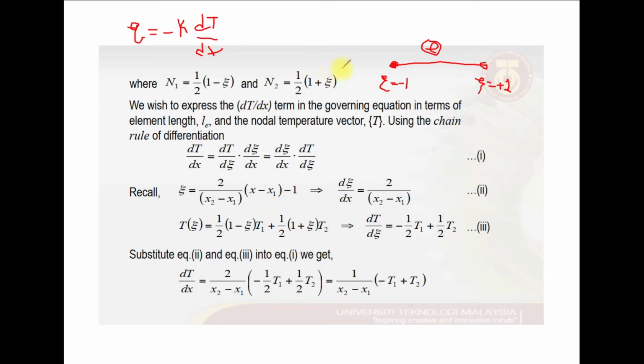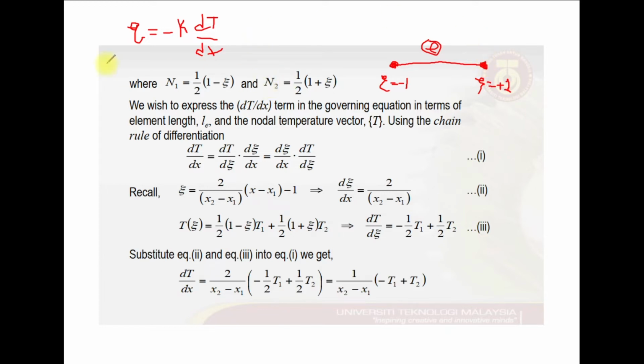So z is the natural coordinate system, and in our course we use z, which is always equal to -1 on the left hand side of our element, and z equal to +1, which resides on the node on the right hand side of our element.